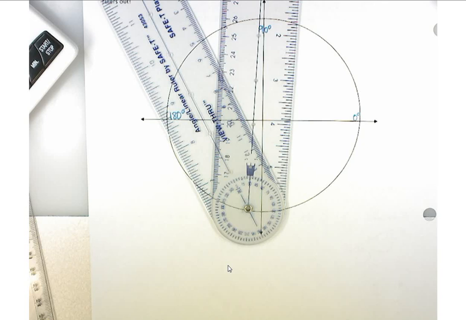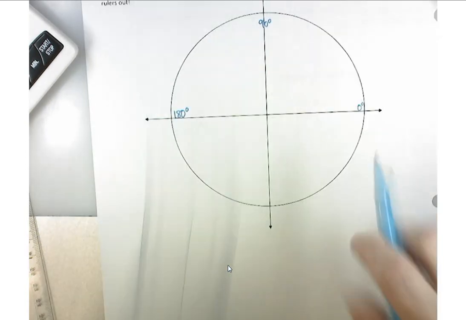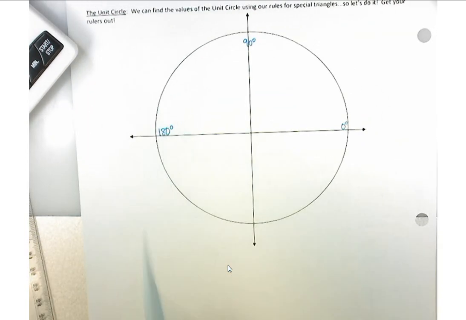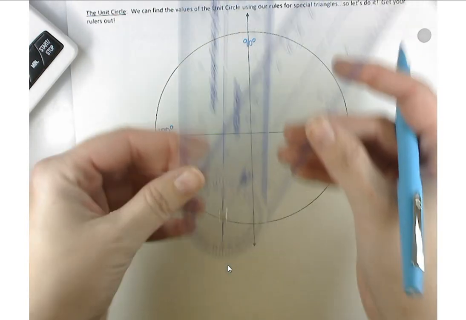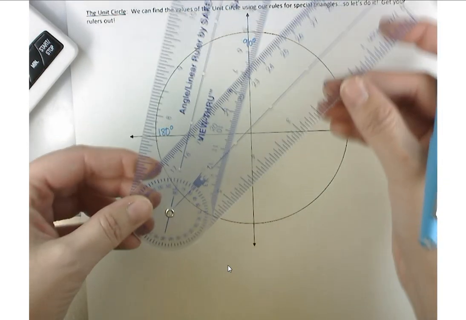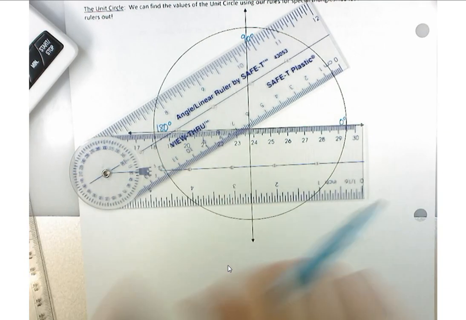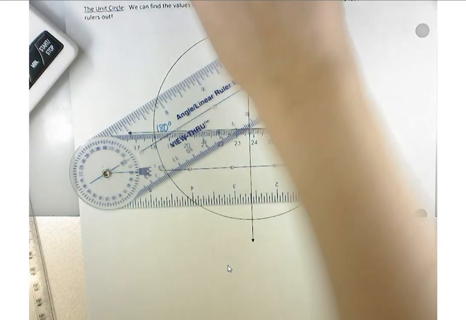Okay, so if you haven't already, we know this is 0 degrees, this is 90, and this is 180. And then the first one on our unit circle is 30. So we're going to take our equiangular ruler, and we are going to set the center at the center of the circle, and I'm going to use a pencil.